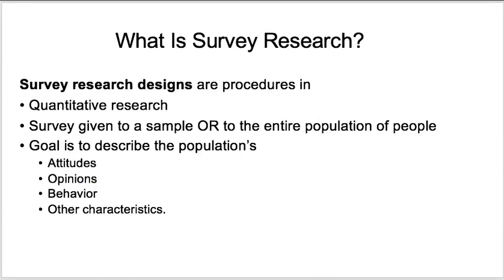Survey research, as he says, is a type of quantitative research. You give it to a sample or to an entire population, usually a sample, and the goal is to try to describe the population. All of these things fall under characteristics. All of these are parameters, as we have called them. They can be attitudes, opinions, behaviors, or other things like income. You can think of census data for this. That's a big survey that we give to the entire population of people living in the U.S., or at least head of households living in the U.S. And we're trying to actually get the whole population.